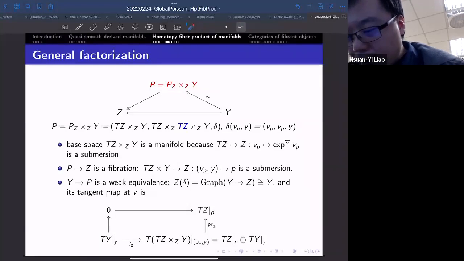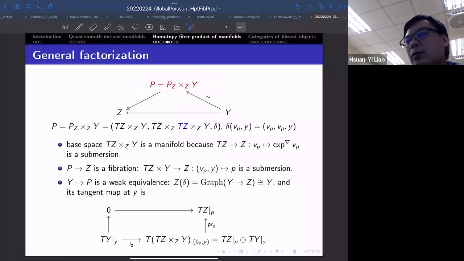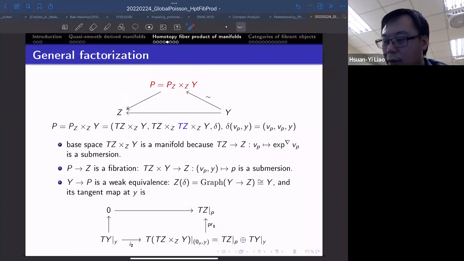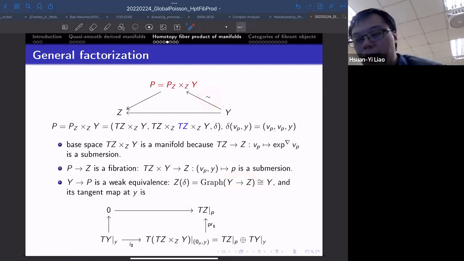Okay, where was I? I was constructing this P. So this P, I just took the fiber product of PZ and Y. And in this way, I can get a quasi-smooth derived manifold together with a weak equivalence and submersion. And you can check easily that the kernel, the zero set of this section, is exactly the graph of the map from Y to Z. So it is the same as Y. So this map is a weak equivalence.